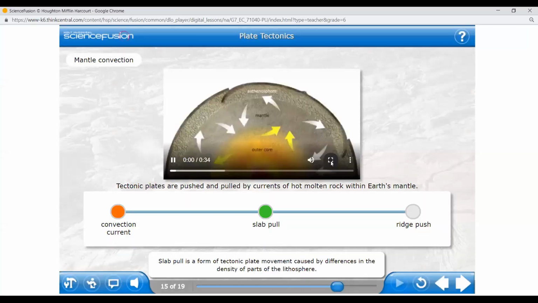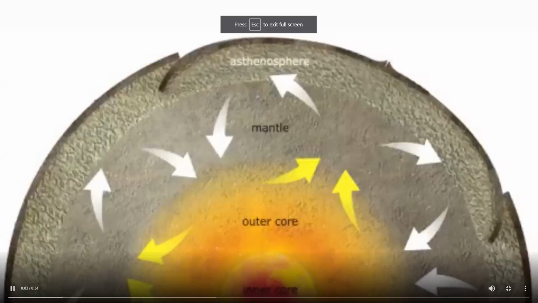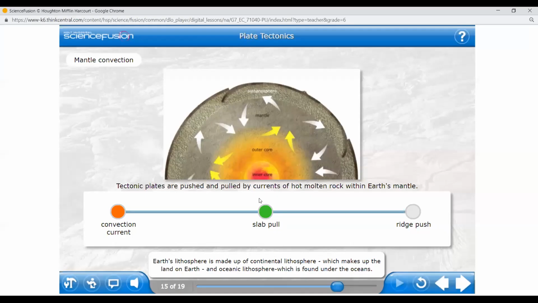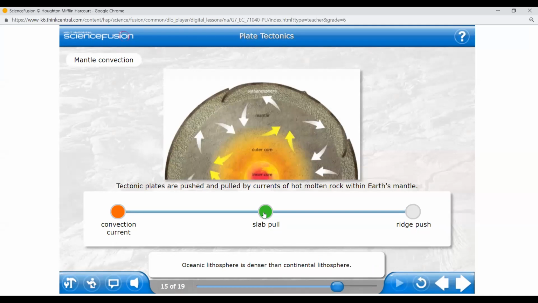Slab pull is a form of tectonic plate movement caused by differences in the density of parts of the lithosphere. Earth's lithosphere is made up of continental lithosphere, which makes up the land on Earth, and oceanic lithosphere, which is found under the oceans. Oceanic lithosphere is denser than continental lithosphere. When the edge of a plate that is made of oceanic lithosphere meets the edge of a plate made of continental lithosphere, it sinks beneath it into the asthenosphere, pulling the rest of the plate with it.